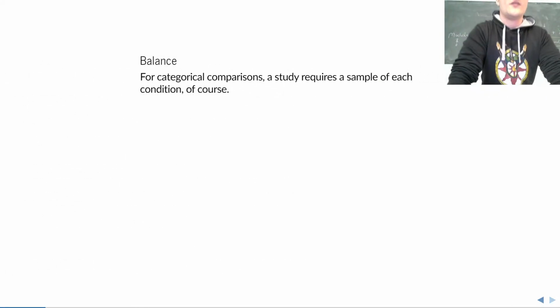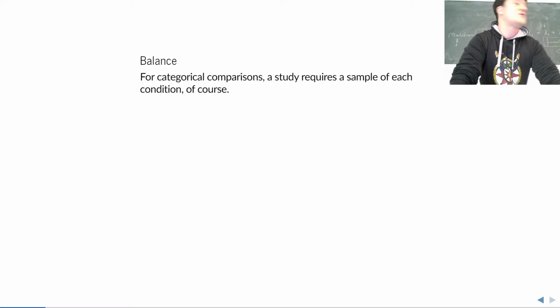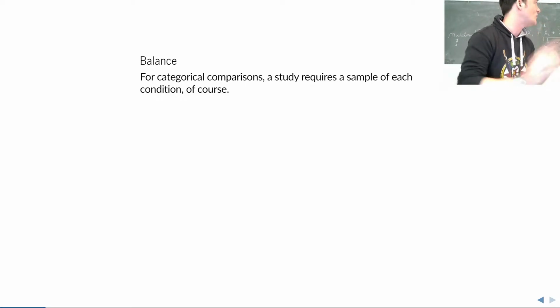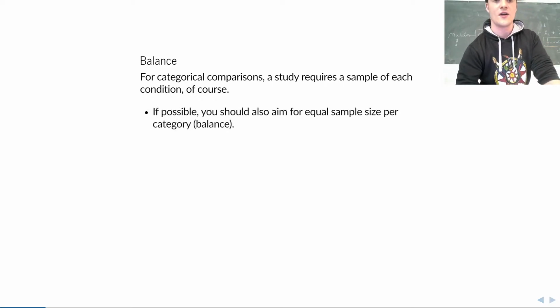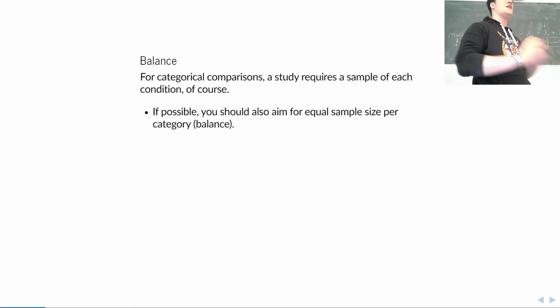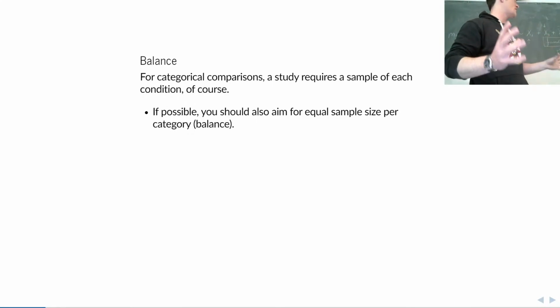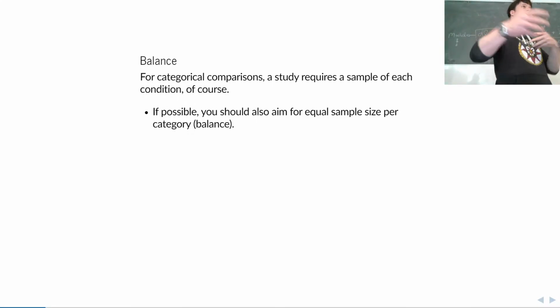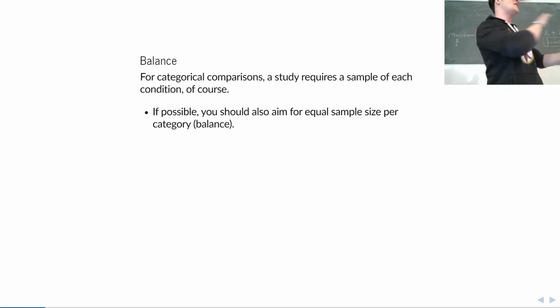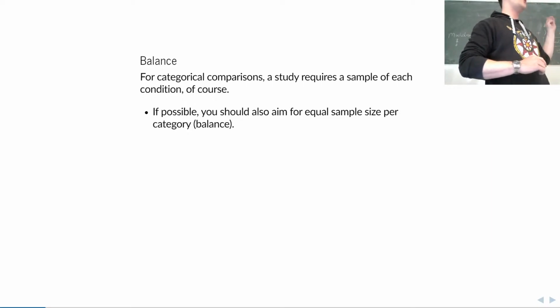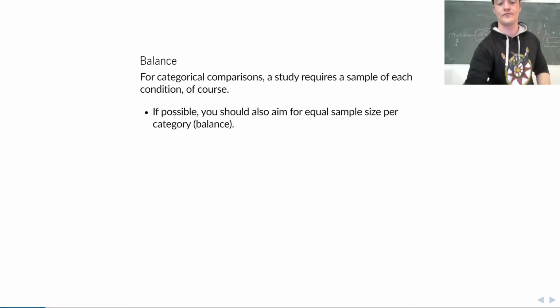Okay, the first thing I want to talk about is balance. Balance means that if you have a number of groups in your study, all those groups are equally well represented. So if possible, you should aim for equal sample size for every category that you have. And if you have multiple treatments, or you're looking at males and females and different treatments, then you want every combination of categories to be represented by the same sample size. It's not necessary, but this will make your analysis much easier and more powerful.